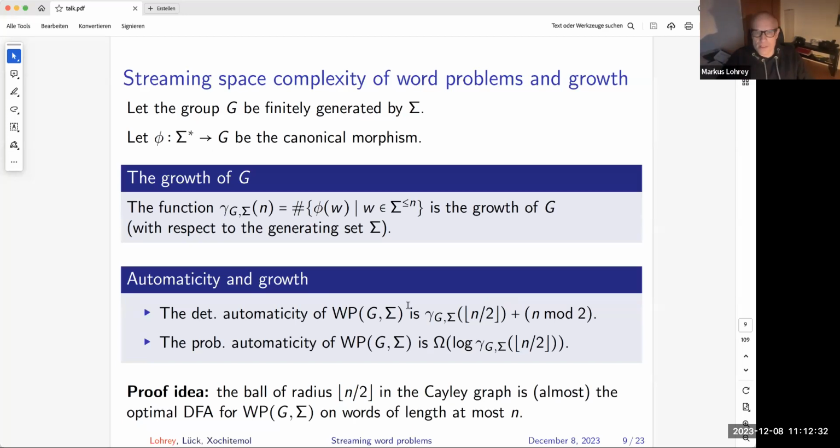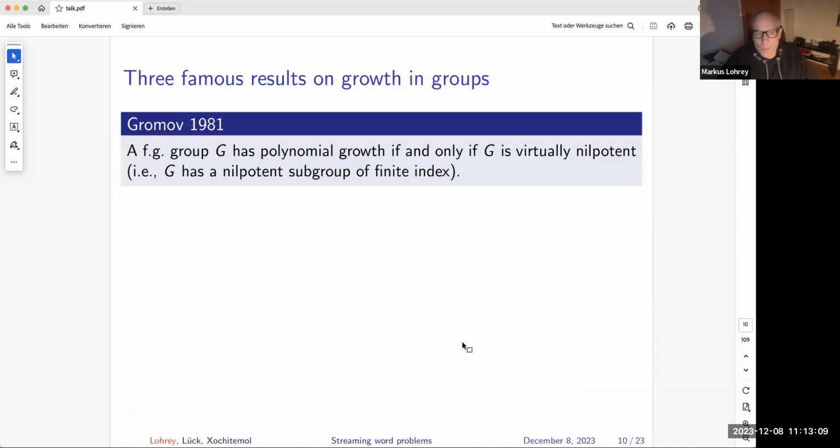Of course, this also tells us that deterministic automaticity of word problems is nothing really new. It's exactly determined by the growth function, and therefore the deterministic streaming space complexity of word problems is also exactly determined by the group growth. For the probabilistic automaticity, the situation is different. Here I have only a lower bound, and this lower bound can be shown by communication complexity arguments. Maybe at the end of the talk I will come back to such an argument, but at the moment I want to talk more about upper bounds.